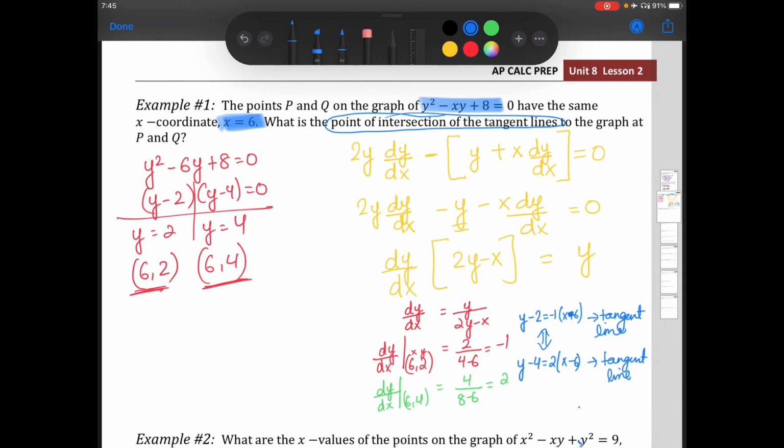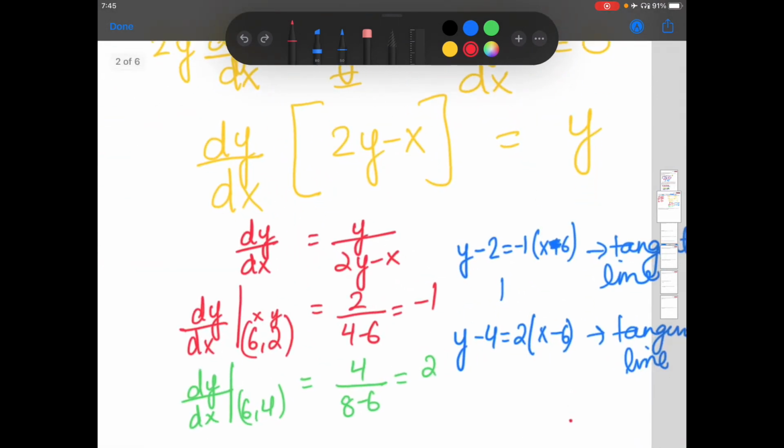So I'm going to solve the first one for y. I'm going to zoom in and I'll solve it here. This would be y equals, if I distribute it, negative x plus 8 because it's negative 1. So if I solve this, I get this equation. And for the other one, I will get y equals 2x minus 8, right?